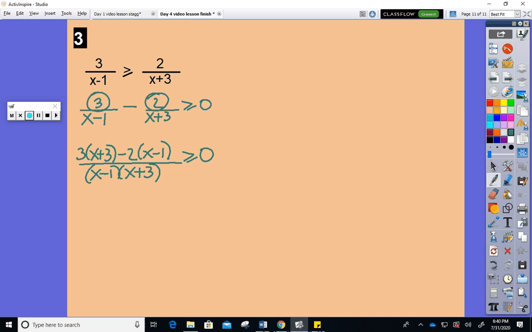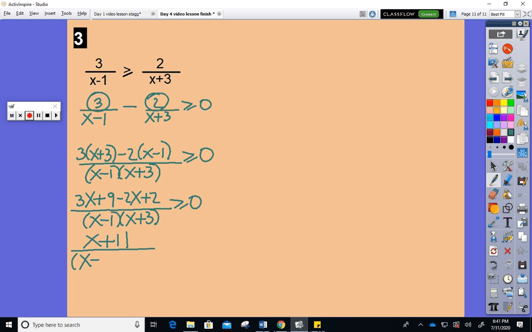So now just keep cleaning things up. On the top, you've got 3x plus 9 minus 2x plus 2. You've got to clean the top up before you can see if anything cancels out. So on the top, I get x plus 11. Oh my gosh, that's such a pretty numerator compared to the last problem. Guys, this problem is not going to be difficult because the top and the bottom are already totally clean and factored. So our work's going to be fast on this.